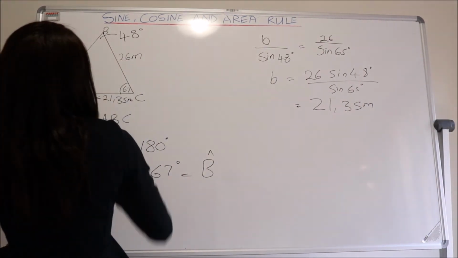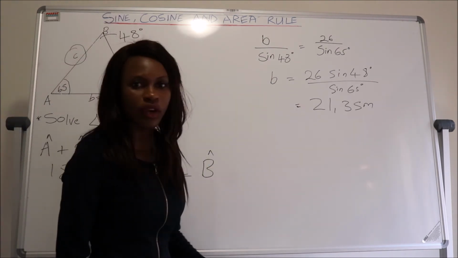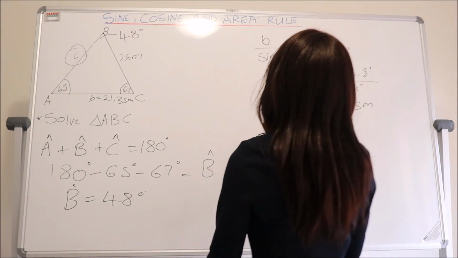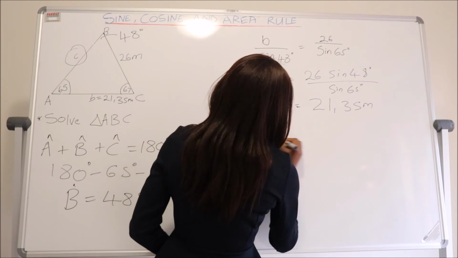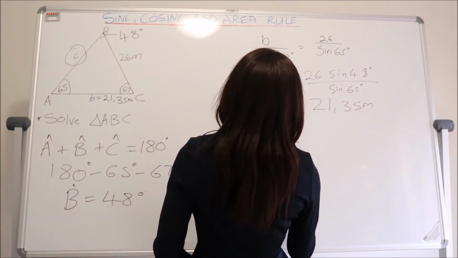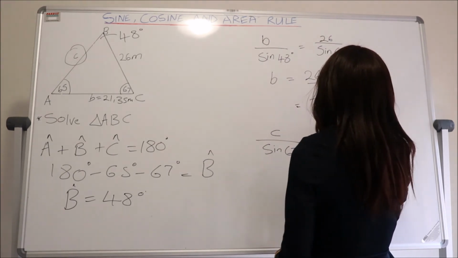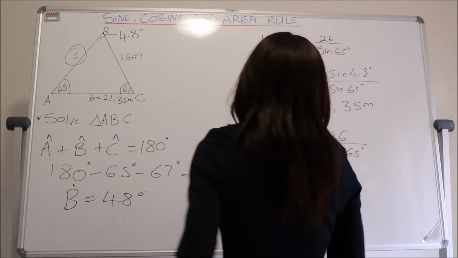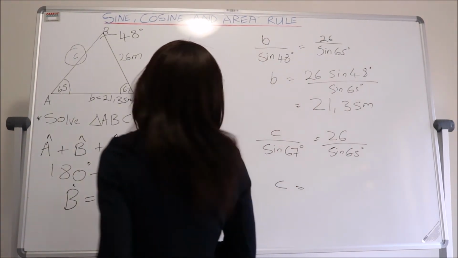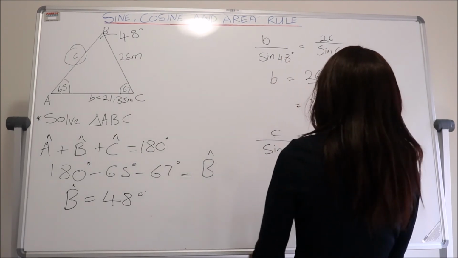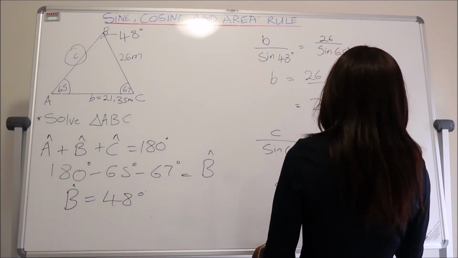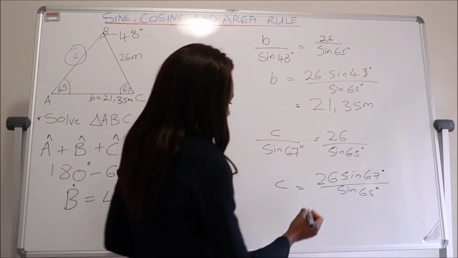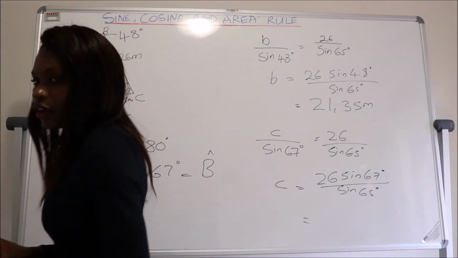Alright, now the last thing that we have to solve is the side of C, which is this side here. To solve that as well, we're still going to use the sine rule to find the unknown side, which is the side of C. Using the very same thing, it will be C divided by the sine of 67 degrees, equal to 26 divided by the sine of 65 degrees. Then here we're going to have C equal to 26 sine of 67 degrees divided by the sine of 65 degrees. From here we're going to have the length of C.